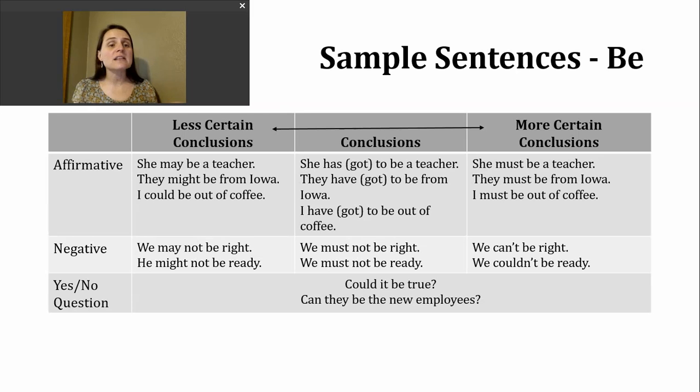So I'm going to take those same sentences I just expressed with my lacking of certainty, and now I'm going to strengthen them. So I think I have some more evidence, I have more information. So I could say, she has to be a teacher, or I could say, she has got to be a teacher. I might say, they have to be from Iowa, or they have got to be from Iowa. Finally, you could say, I have to be out of coffee, or I have got to be out of coffee.